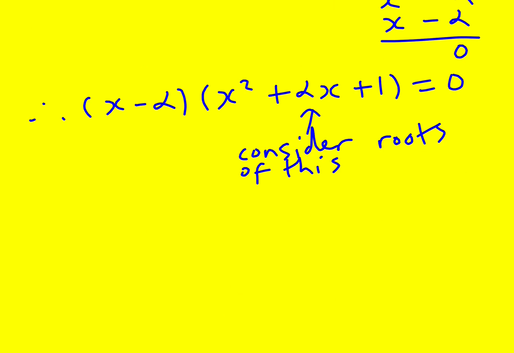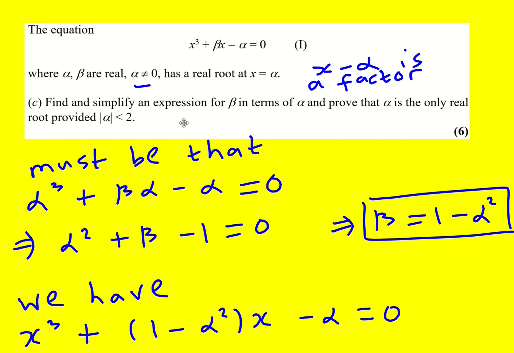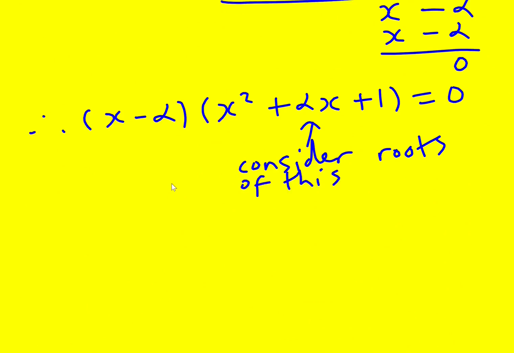Okay, going to do the same again now. Consider the roots of this. Remember, let's just recall what we're trying to do. We found an expression for beta, so we substituted in for it. And now we're trying to prove that alpha is the only real root, provided that this is true.